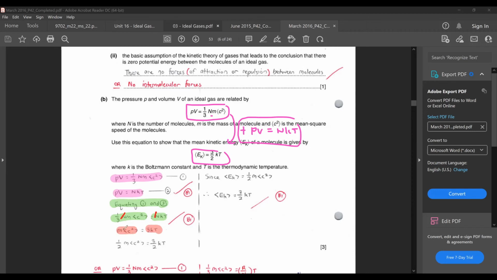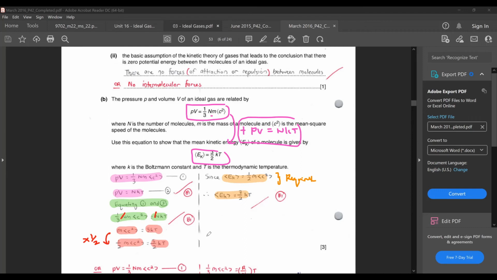You want to change it into a form that is equivalent to KE. So this one you multiply by half. You're going to get half mc squared equals 3 over 2 kT. Okay. Now, from there, you actually need to write this statement. Since EK equals 1/2 mc squared, therefore, EK equals 3 over 2 kT.